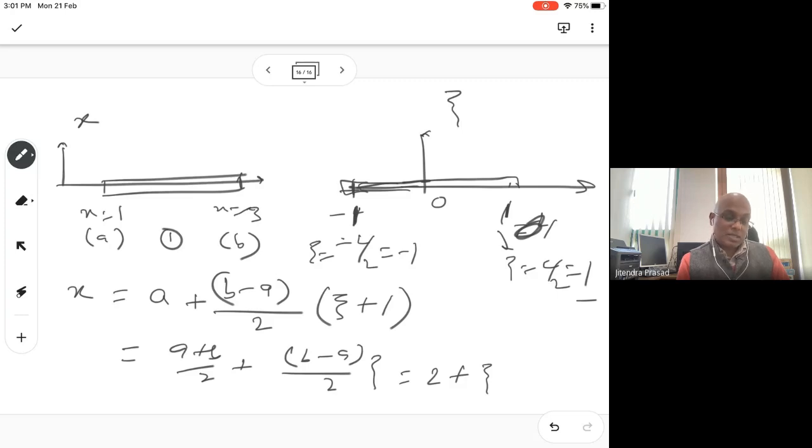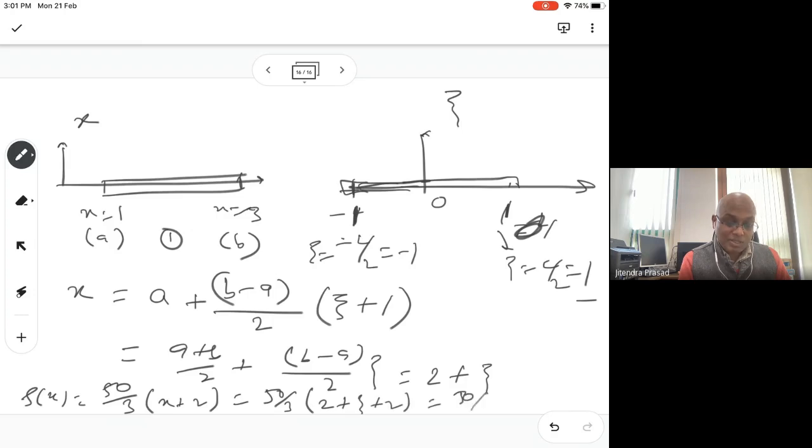So S, which is given by 50 over 3 divided by x plus 2, with x equal to 2 plus xi, gives 50 over 3 divided by (2 plus xi plus 2). This becomes 50 over 3 times (4 plus xi). So S of x becomes this.